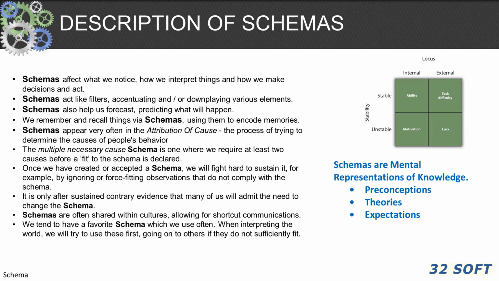What are some of the aspects of a schema? Schemas, again, affect the way we notice things, how we interpret things. Schemas act as filters for our reality. Schemas help us forecast and predict what's going to happen. They help us remember and recall things. They are normally a part of what is called the attribution of cause, or how people act.